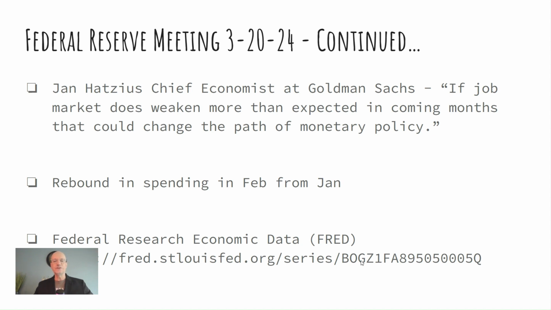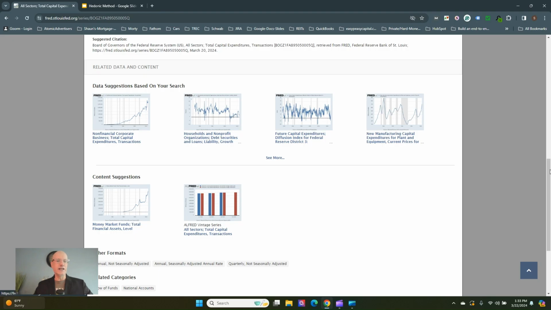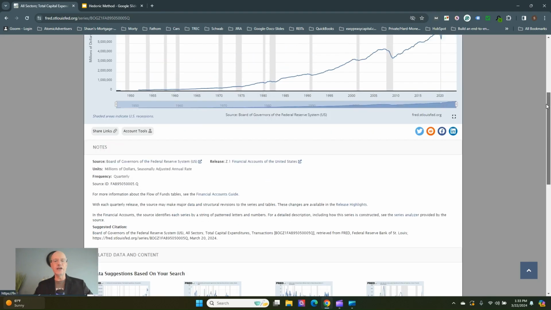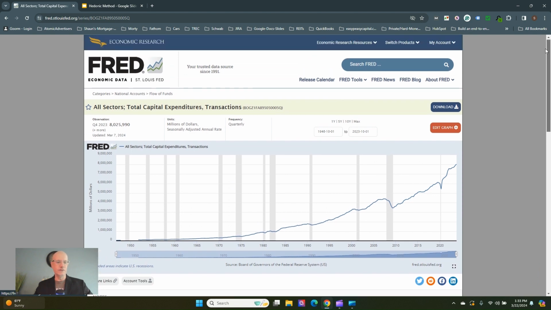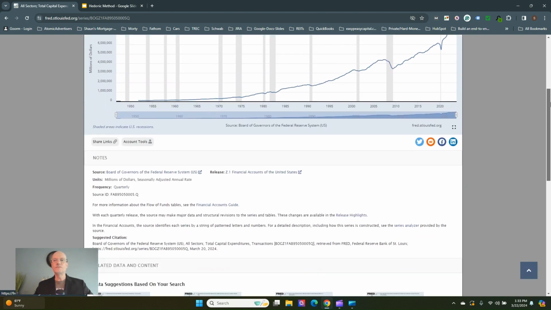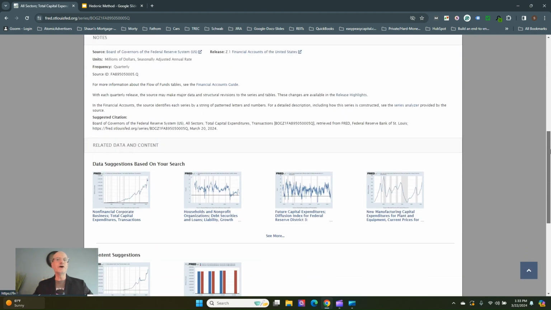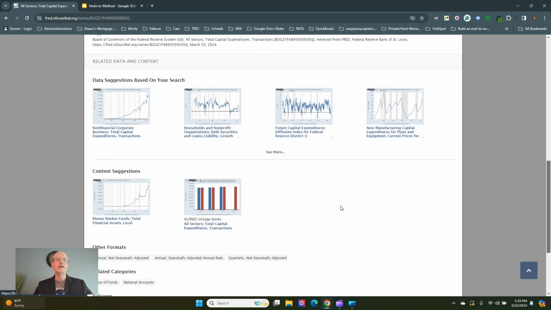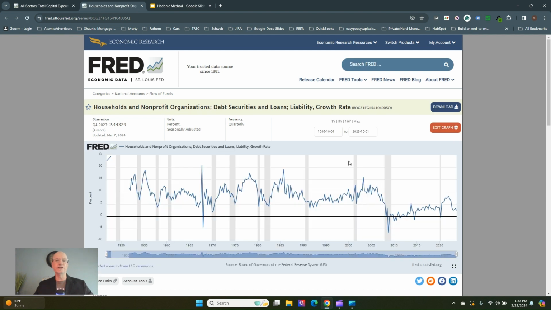Federal Reserve economic data, our friend FRED, and that can be found at this URL. This is a really good site. Okay, so here we are on FRED. And it's not the fanciest looking site, but form over function. So we don't have a lot of form, but we do have a lot of function.